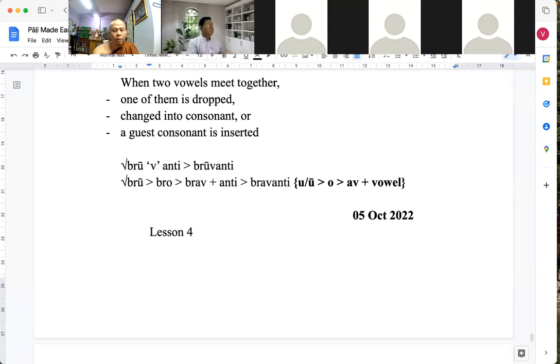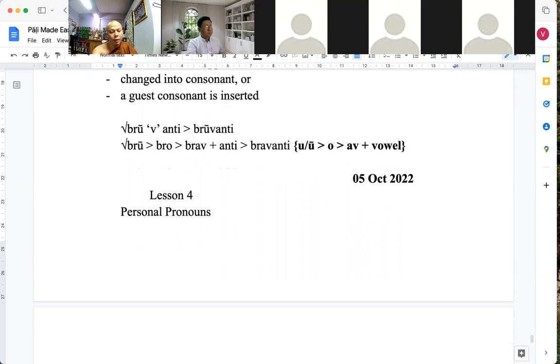So today we will learn the lesson. In lesson 4 we will learn subjects. So actually those are personal pronouns. So at the very beginning, I introduced the Pali verbs to you.